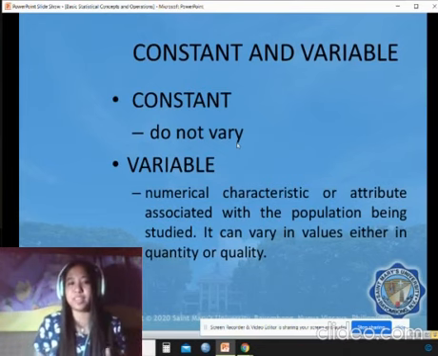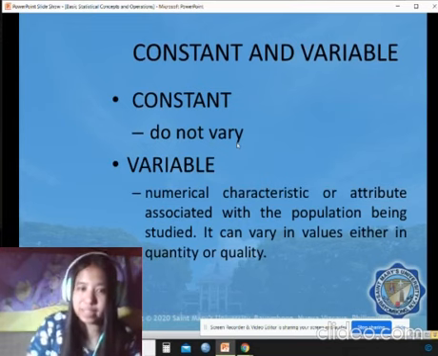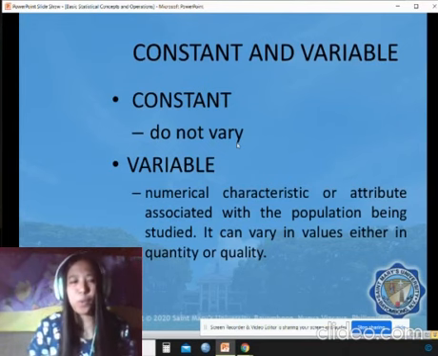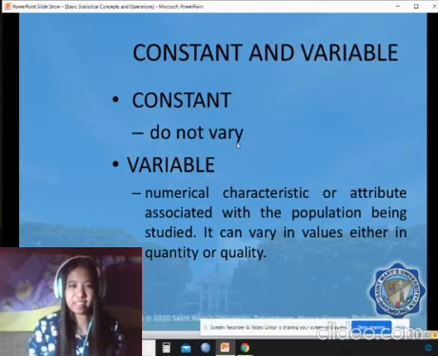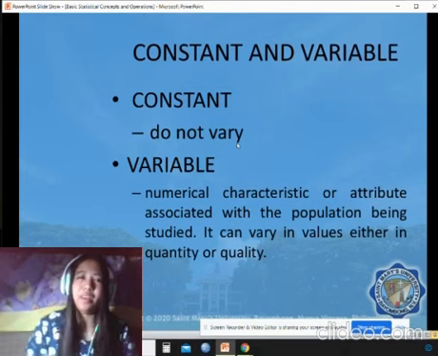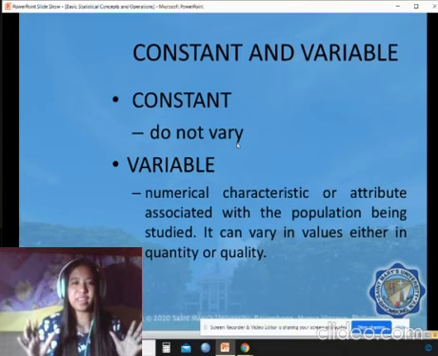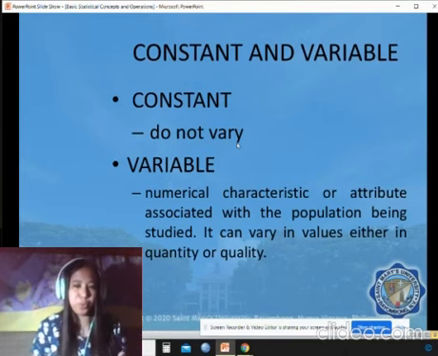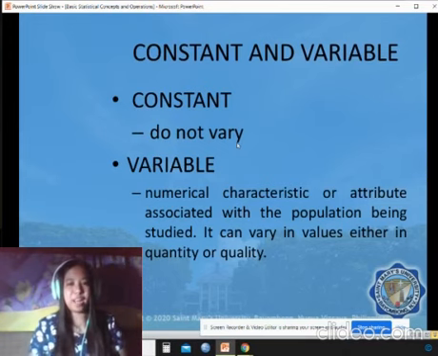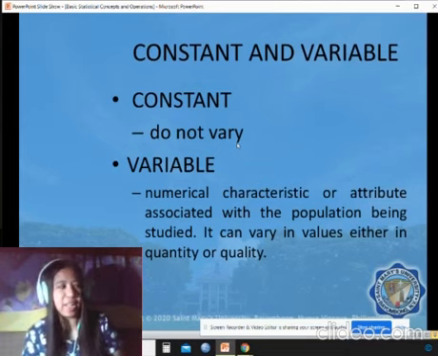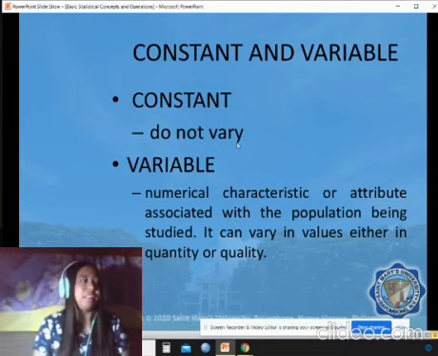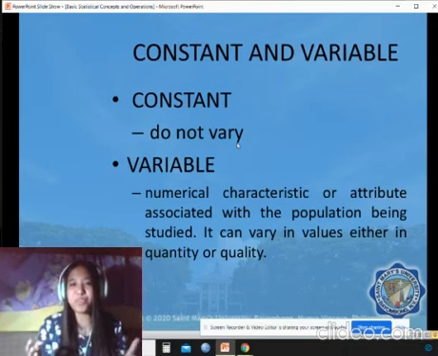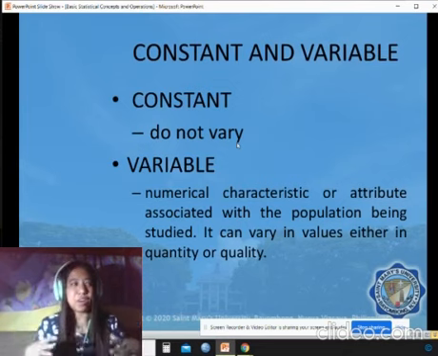So it can vary in values either in quantity or quality. So do you think we have a constant variable? Or since it's constant, then it's not a variable? Okay, well, what are the constant things or constant variables that you know? We encounter, for example, constant values in other subjects like the value of pi, 3.14, the boiling point, or the value of e in mathematics, and all other constant values.